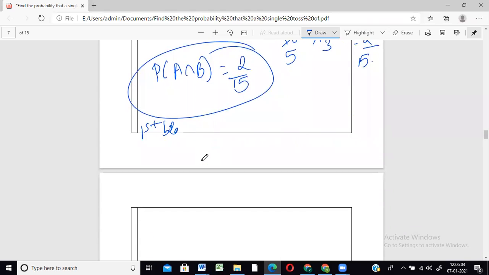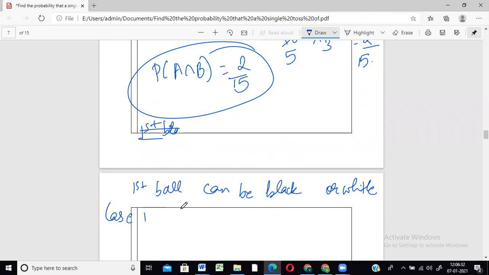Let me see if we have space. Yes. Okay. The first ball can be black or white, right? This is just because you're focusing only on the second ball. They're not telling us anything about the first ball. So the first ball can either be black or it can be white as well. So we are going to deal with two conditions. We'll do it one by one. Suppose we take it as case number one and case number two.